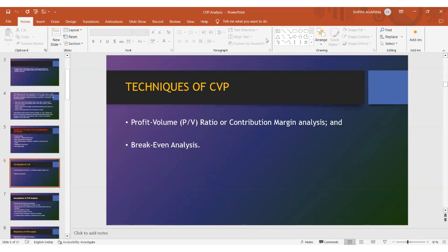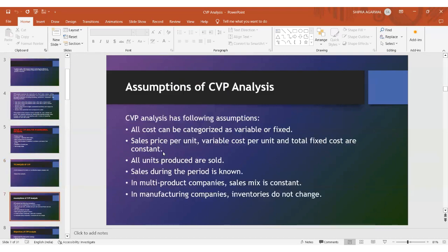Now, when we are talking about the CVP analysis, we have two concepts here. One is either we use the profit volume ratio, which is known as the PV ratio, or what we call contribution margin analysis. And the other one is break-even analysis. We'll be doing both of them. But before we move ahead with the CVP analysis, we have certain assumptions.